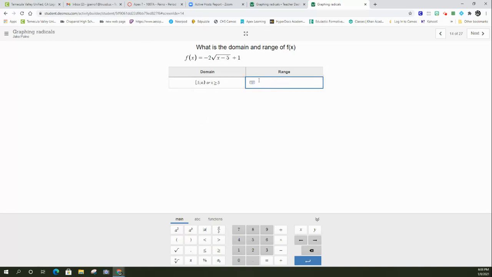The range now. So the initial point was the highest point on the graph. So the highest point was 1, and then it went down forever. So the range in interval notation is going to be (-infinity, 1], or y is less than or equal to 1.